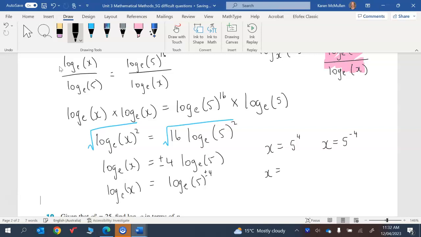Now, again, you're getting quite high with your indices. You probably could do that. So 25 times 25, so that's going to be 625. And because this is a negative power, that's just going to be 1 over 625.